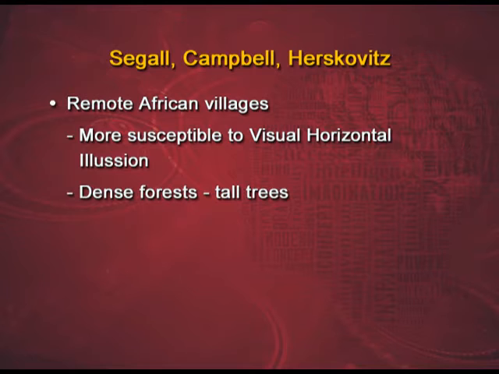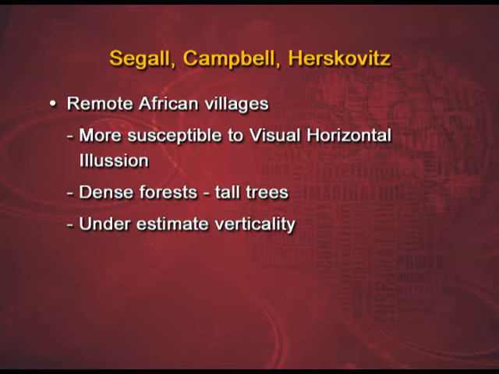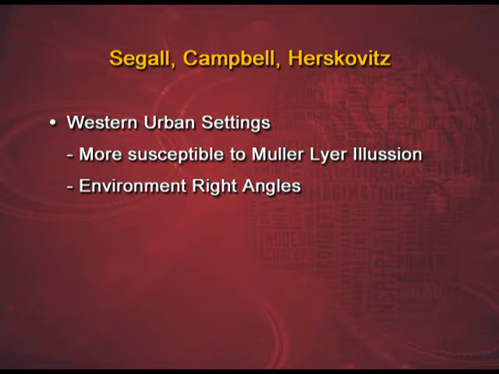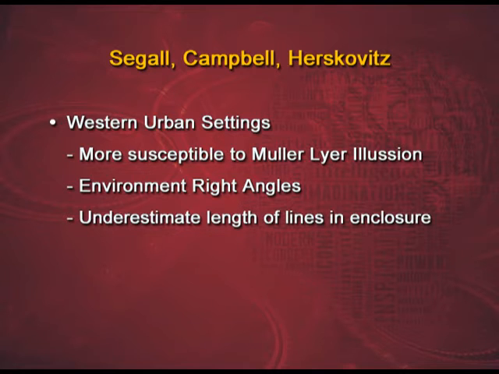They live in dense forests and come across tall trees in their daily life. Hence, they tend to underestimate height. On the contrary, people living in cities in the European Western world are surrounded by an environment which has right angles to the maximum. Hence, they underestimate the length of lines in enclosures like those in the Mueller-Lyer illusion.